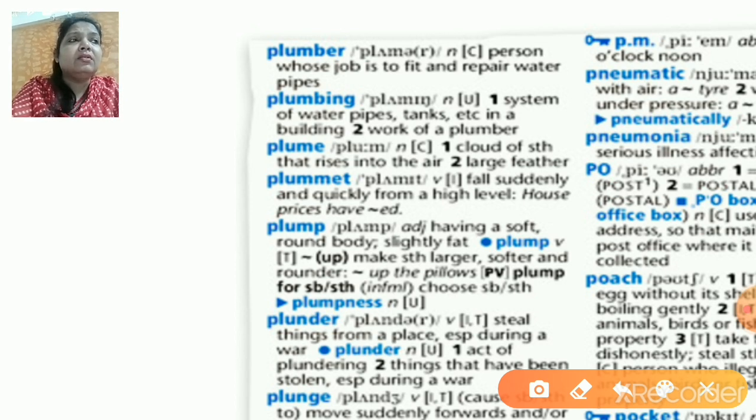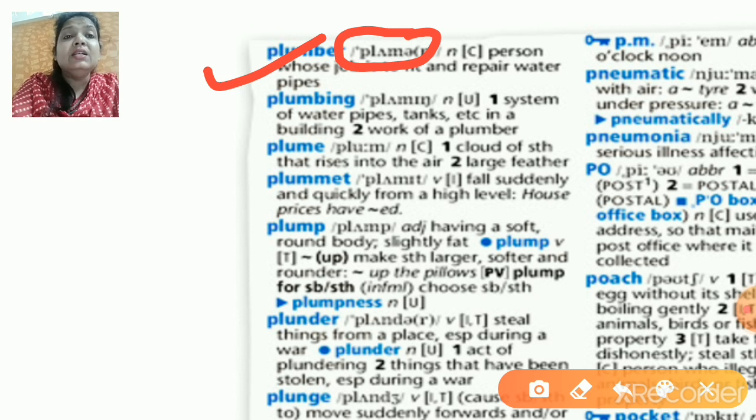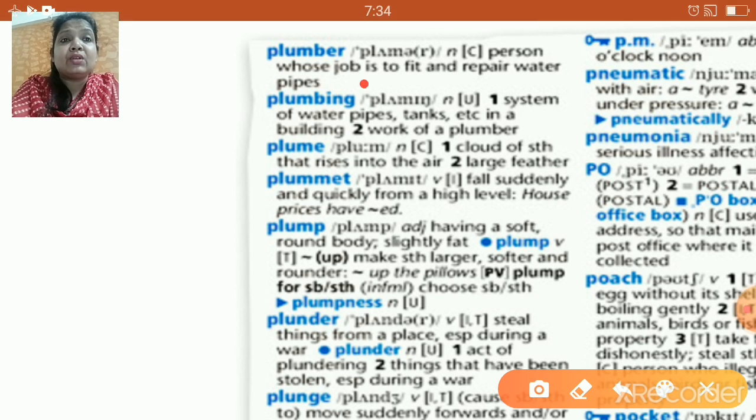Now, plumber is basically an entry word, right? So this is an entry word. Now, they have also mentioned over here the pronunciation of this word. So, syllables, it is called syllables, right? Now, they have also given us the noun form. So that means it has a part of speech, which is a noun. Now, the meaning is a person whose job is to fit and repair water pipes. So basically, a plumber is a person and the job of this person is to fit and repair water pipes.